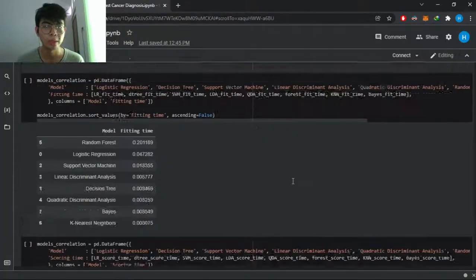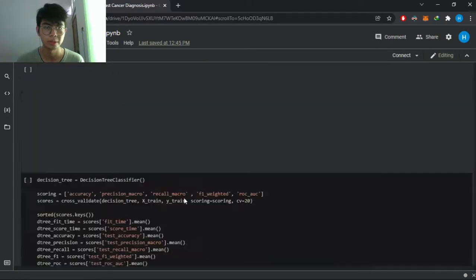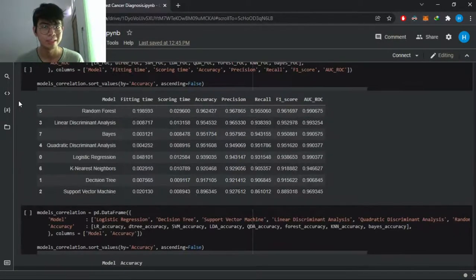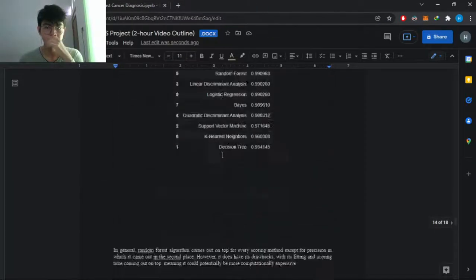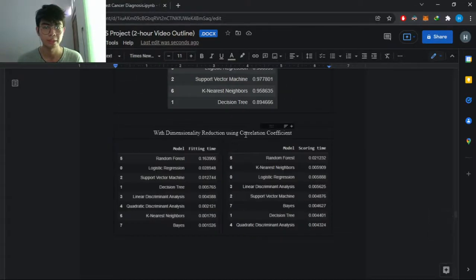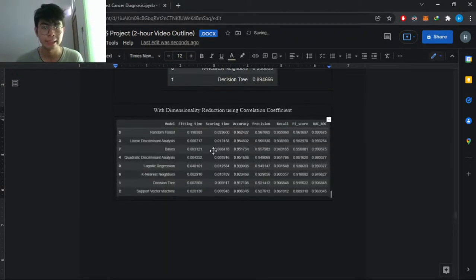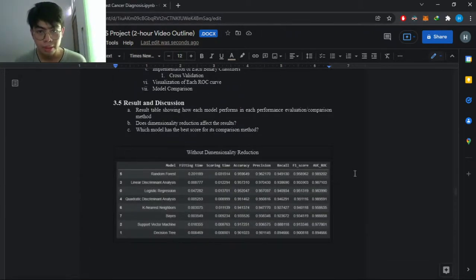And then the one with dimensionality reduction. Where is it? Okay, it's a bit slow. Okay, so this is the one. Then I'm just going to put it right here, in the row below. So this is how each model performs in each performance evaluation.